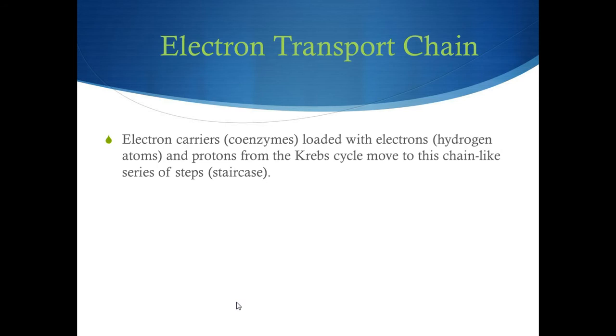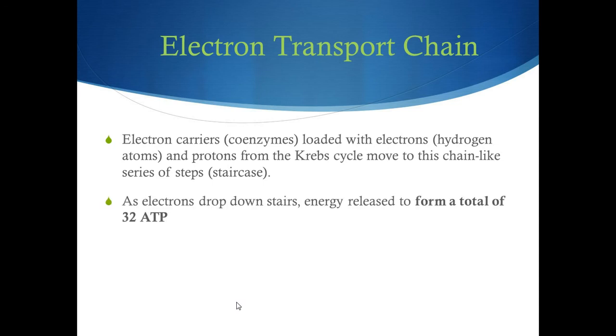So the electron transport chain has electron carriers, or coenzymes. They're loaded up with electrons. Those were the bright shiny things that were in the little video. These electrons are in the form of hydrogen atoms, and protons from the Krebs cycle move to this chain-like series of steps, kind of like a staircase. You're going down the stairs.